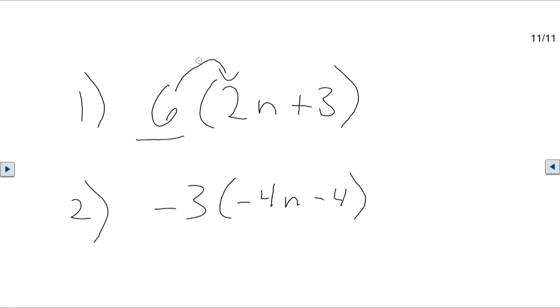All right, so the first one, again, we want to distribute that 6. So we got to do 6 times 2n, which gives us 12n, and then a 6 times a 3, which is an 18. So plus 18.